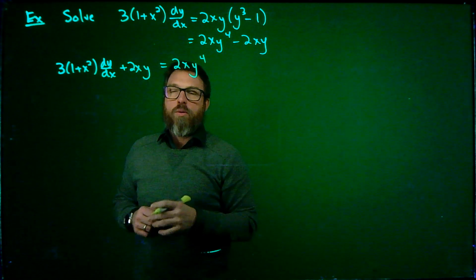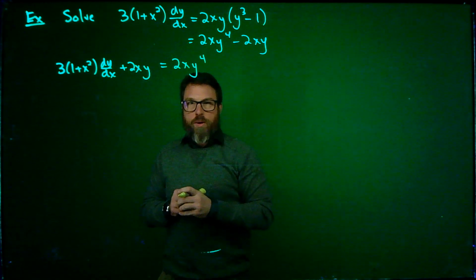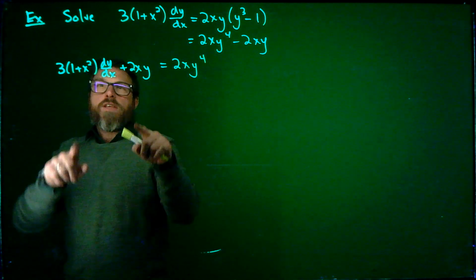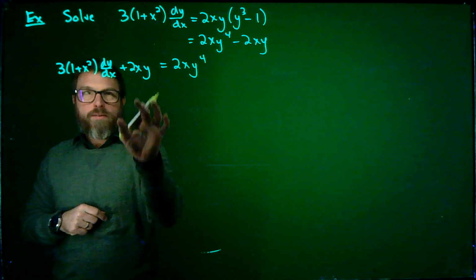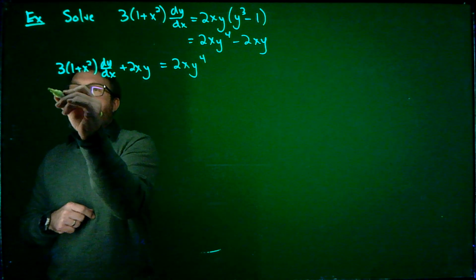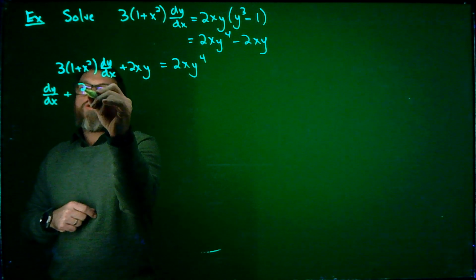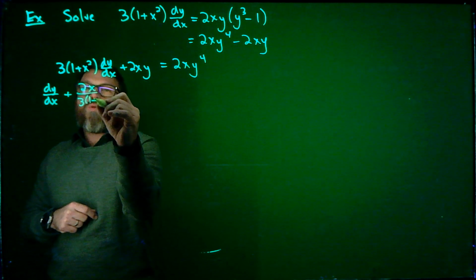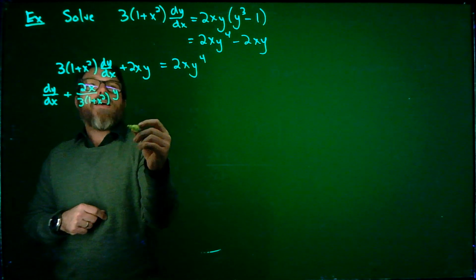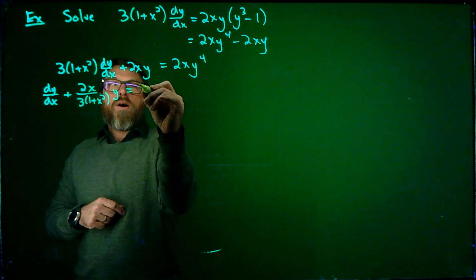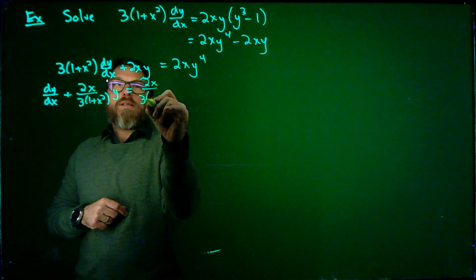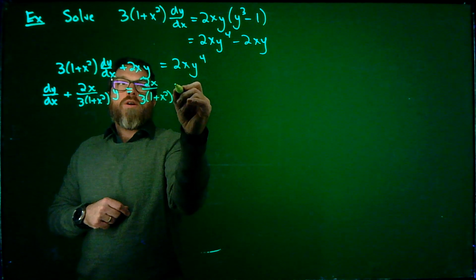And this is similar to what we had as far as the previous differential equation. So dividing everything by this coefficient, we're going to have dy dx plus 2x over 3 times 1 plus x squared y, and this is going to be equal to 2x all over 3 times 1 plus x squared y to the fourth.